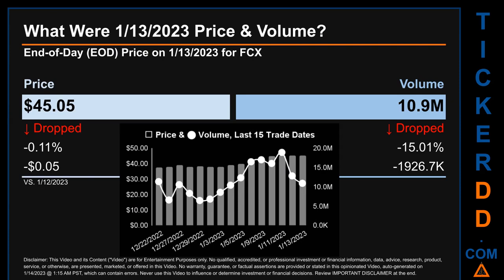What was end of day price and volume for FCX? On Friday, January 13, 2023, FCX had an end of day price of $45.05 and volume of about 10.9 million. Compared to the previous trading day, the price dropped 0.11%, losing 5 cents, while volume dropped 15.01%, decreasing about 1926.7 thousand. The graph shows price and volume for the last 15 trade dates.